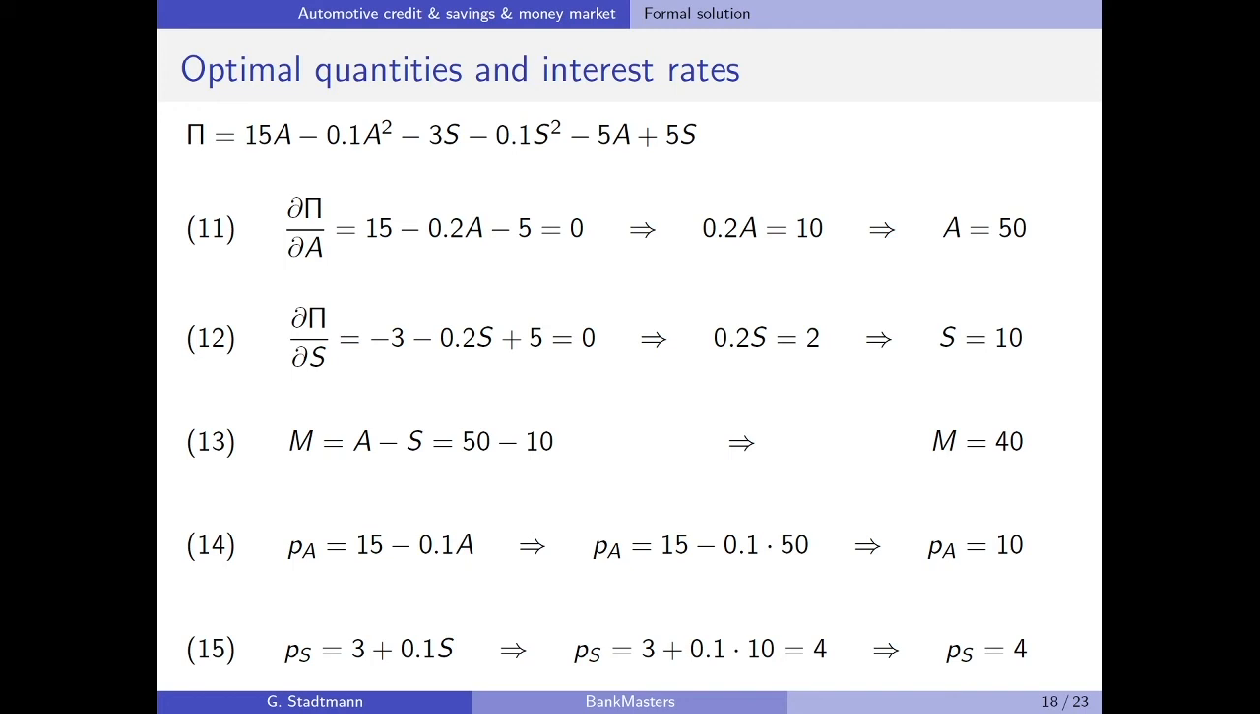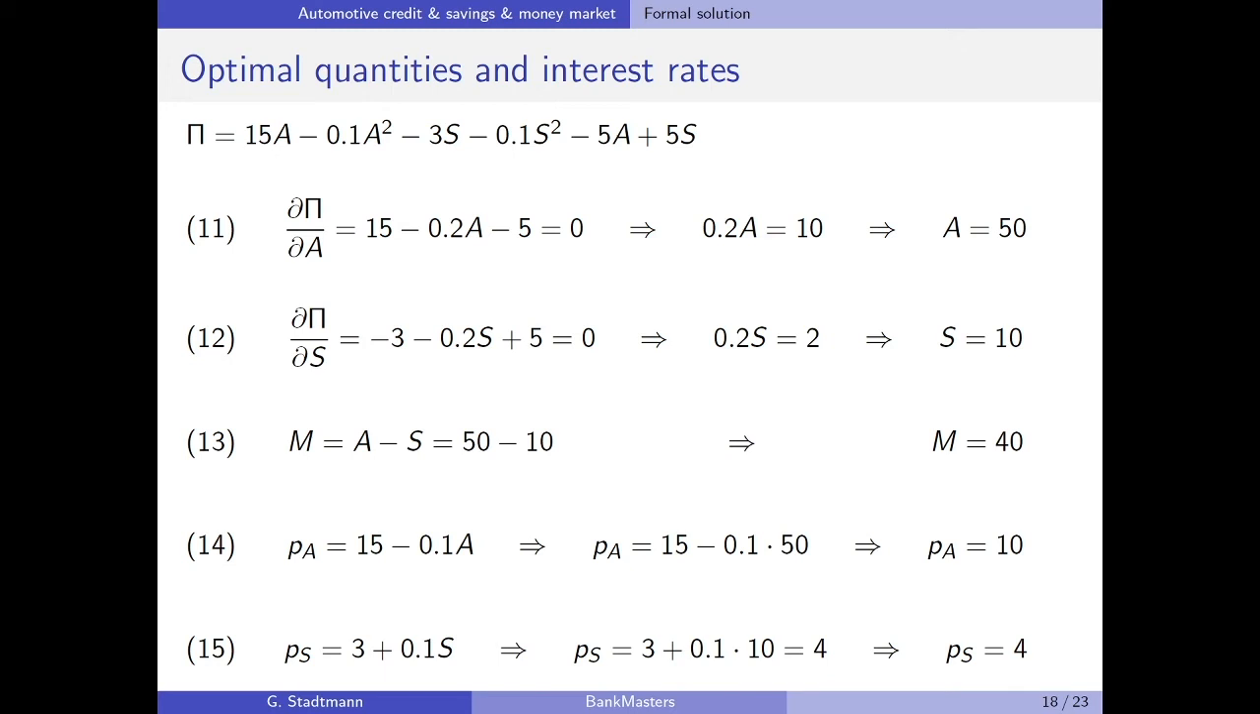We have found the volumes for each market. In the first one, we have 50. In the second one, the savings, we have 10. In the money market, we have A minus S, which we defined in the previous slide, and this is given as 40. So 40 is needed by the bank. This is the shortage that the bank is facing because the credit is greater than the savings part. So 40 is required by the bank in the money market. It is borrowing that amount in the money market.